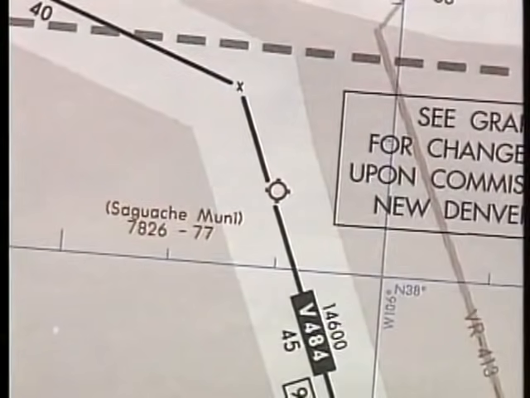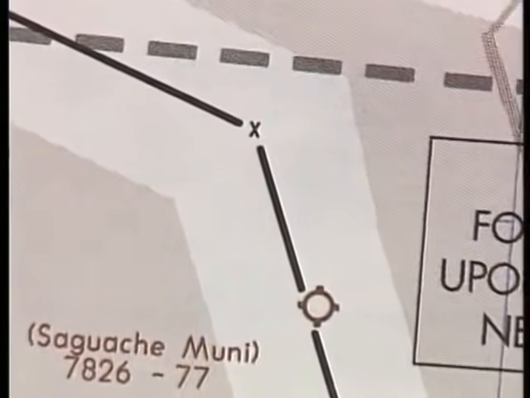A mileage breakdown is identified by a small x and is normally associated with a course change where a reporting point has not been established.